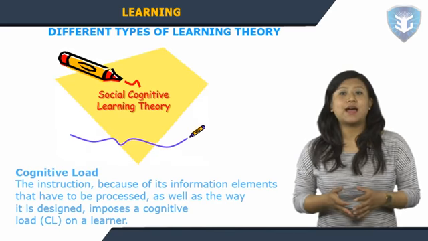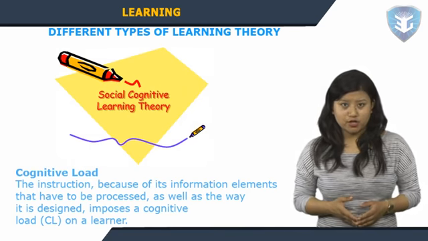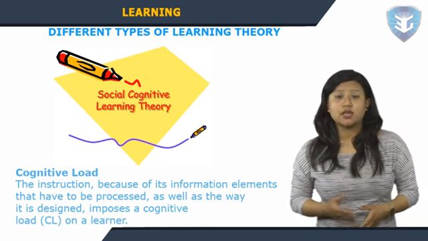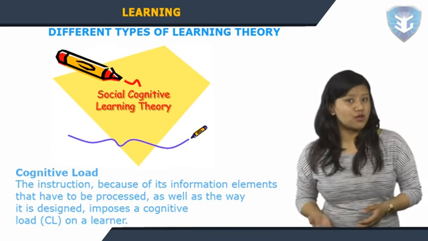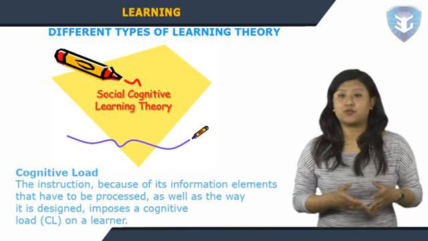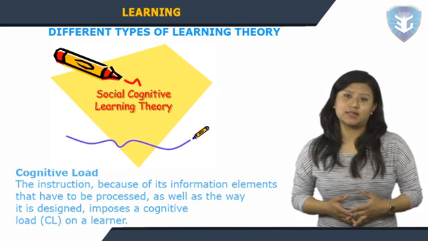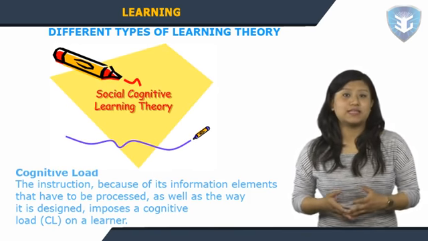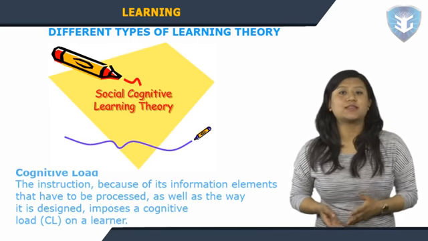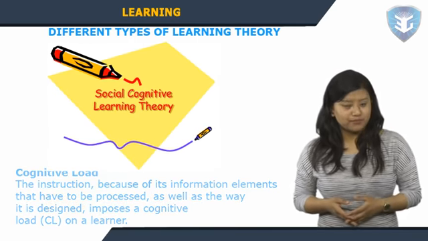Cognitive load. As a result of the WM limitation, instruction should be designed so that WM is capable of processing the instruction, that is the information that constitutes the instruction. The instruction, because of its information elements that have to be processed as well as the way it is designed, imposes a cognitive load, CL, on a learner. For understanding to commence, the load should not exceed the capacity of the limited WM.